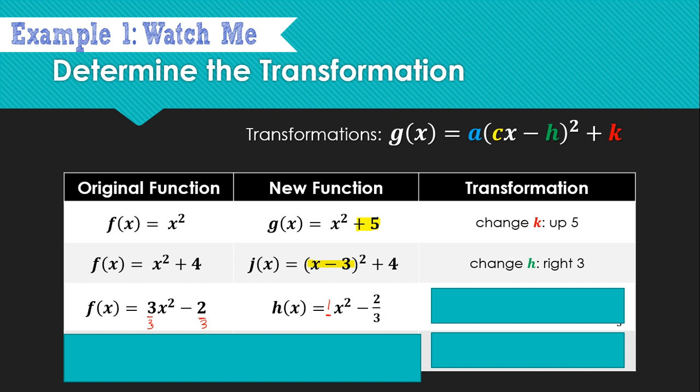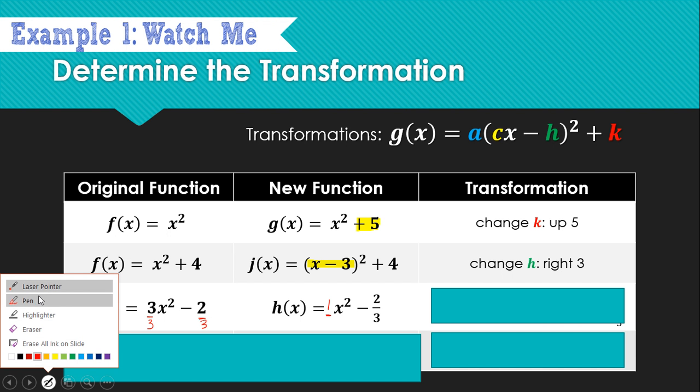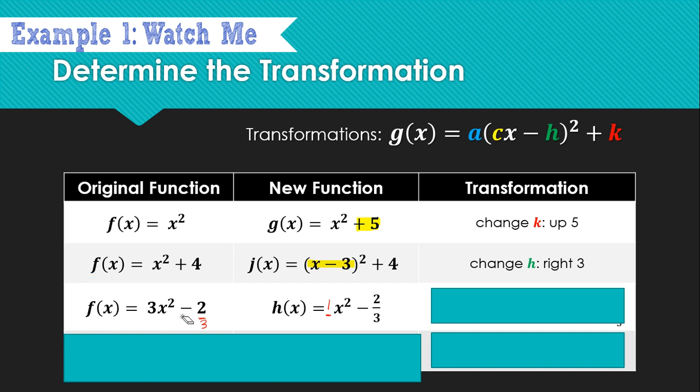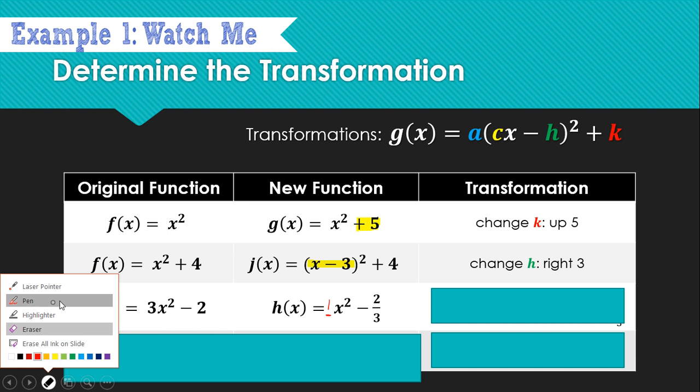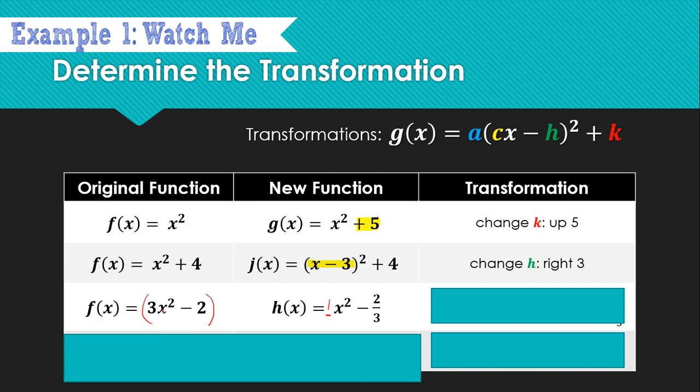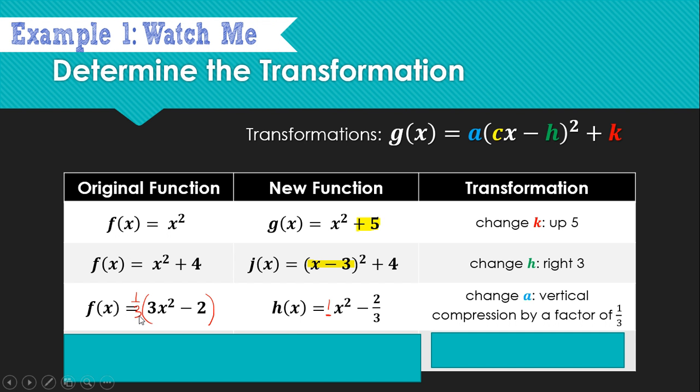So what this means is I essentially took this entire function. I'm going to show you how I would have written it given the translation. And we would have multiplied this entire function by 1/3. Okay, so that's going to be a change vertically because I'm multiplying the whole function by that, and that's a compression factor of 1/3. It's a compression because it's in between 0 and 1 instead of a stretch.